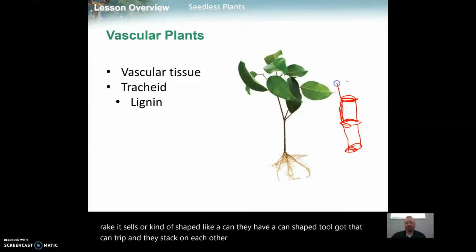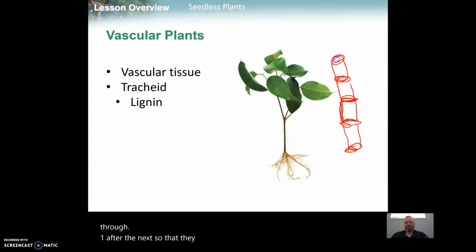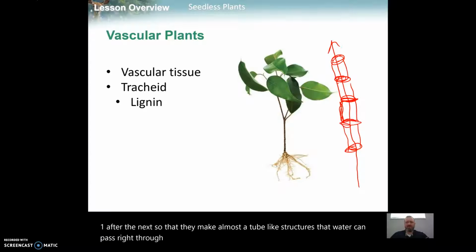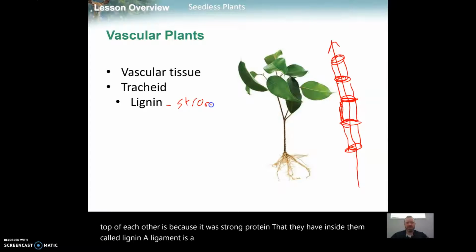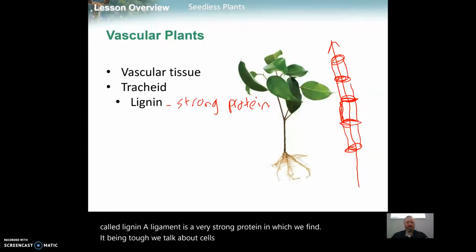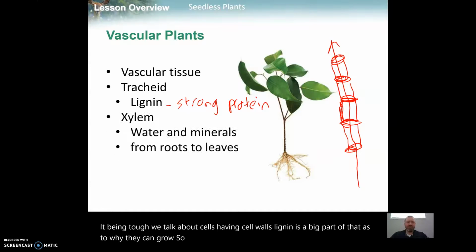And so they stack up like this as they go through one after the next, so that they make almost a tube-like structure so that water can pass right through them. And the only reason that they can do that, stack up on top of each other, is because of a strong protein that they have inside them called lignin. Okay, lignin is a very strong protein in which we find it being tough. We talk about cells having cell walls. Lignin is a big part of that as to why they can grow so tall.